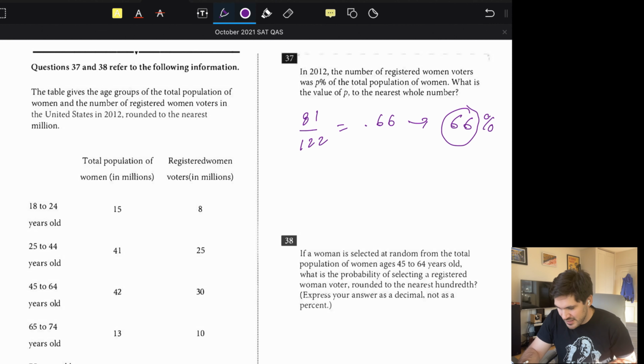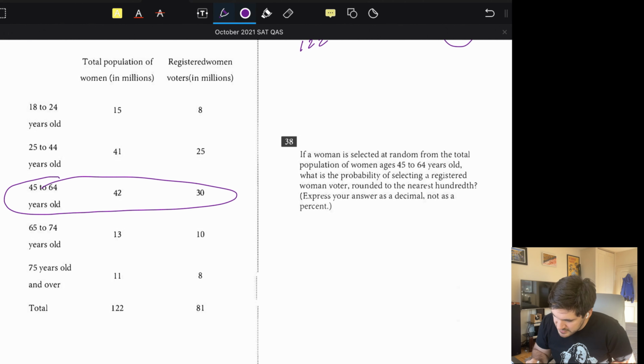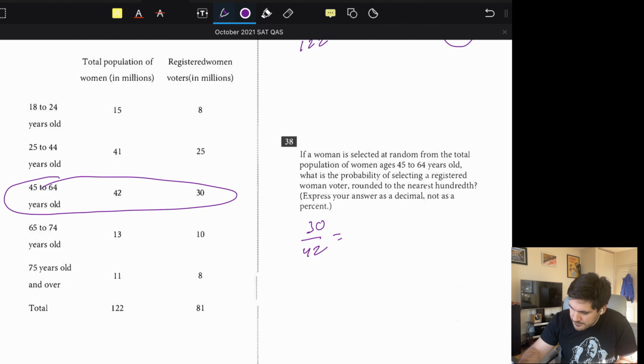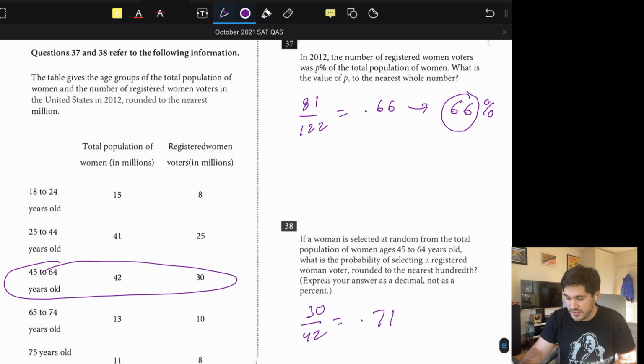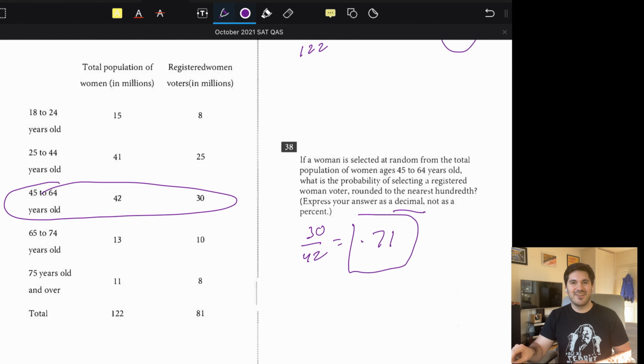And last question. If a woman is selected at random from 45 to 64 years old, so that's this group, what is the probability of selecting a registered woman voter? Well, that's just 30 out of 42. Which is 71.4%. So 0.71. But this one we need to be more careful, because the previous one they wanted the actual percent, not the decimal. This one they want the decimal, not a percent. So our answer is 0.71.